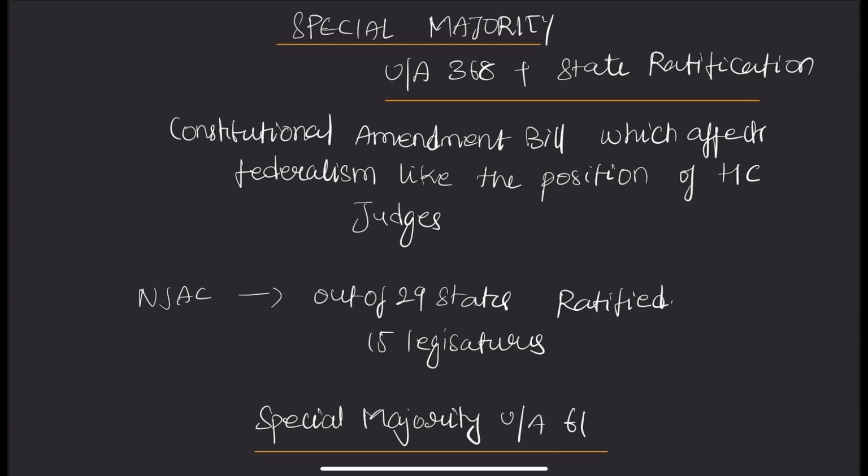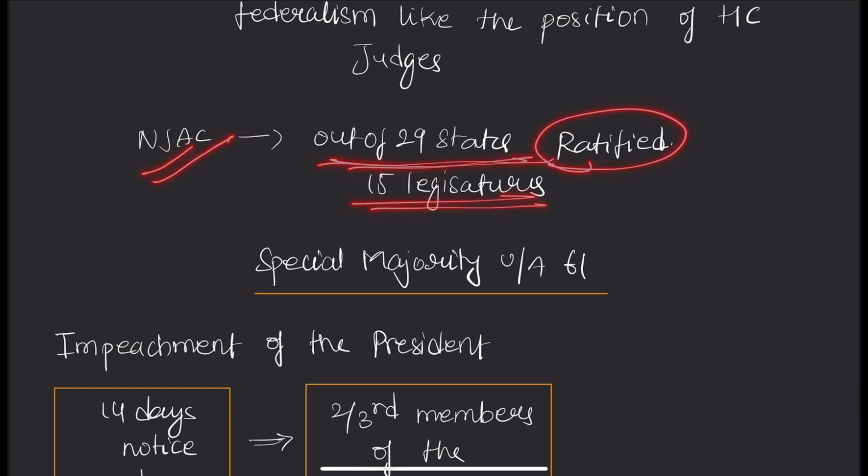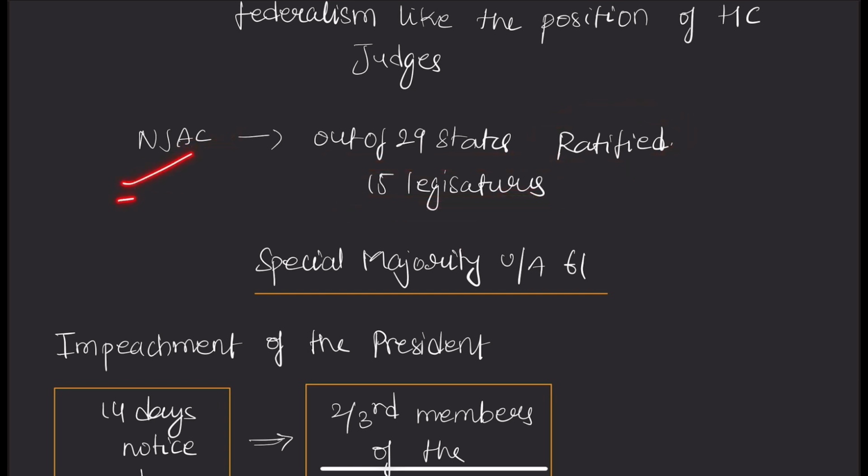So what will this NJAC do? The NJAC will appoint judges. So out of 29 states, 15 legislatures have ratified, but NJAC has been declared unconstitutional by the Supreme Court. Why was it declared unconstitutional? Because the Supreme Court has said it will undermine the independence of the judiciary.